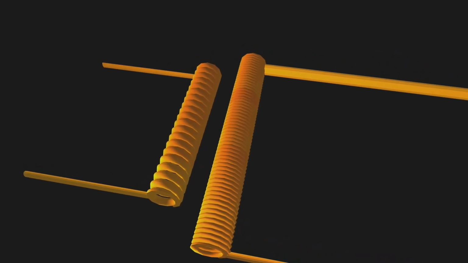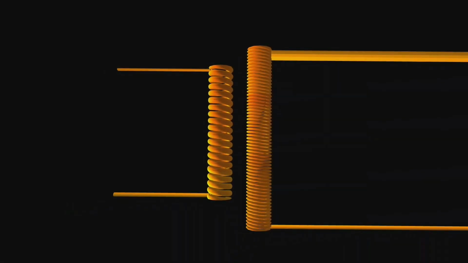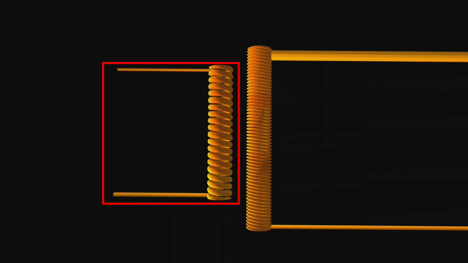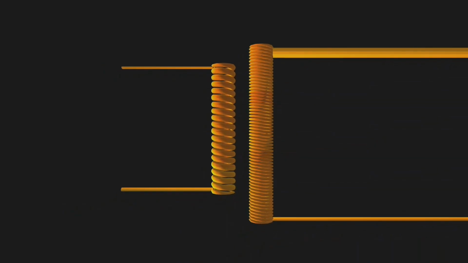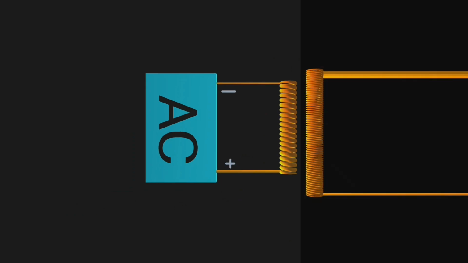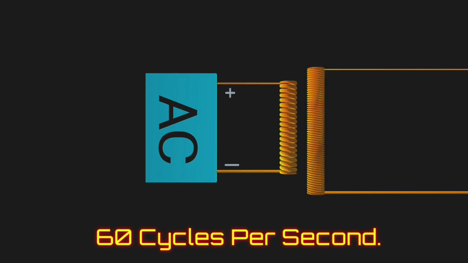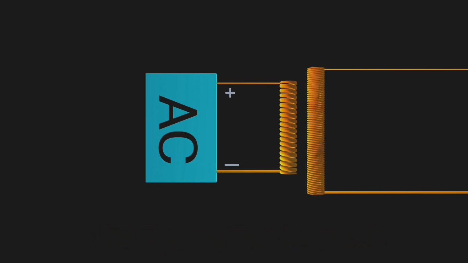The step-up transformer is a component which is used to increase the voltage of the input current. It has two coils, primary and secondary. Primary coil is connected to an alternating current supply, which is a type of current that changes its direction multiple times per second. The frequency of this current is 60 Hz, means it changes its direction 60 times per second.